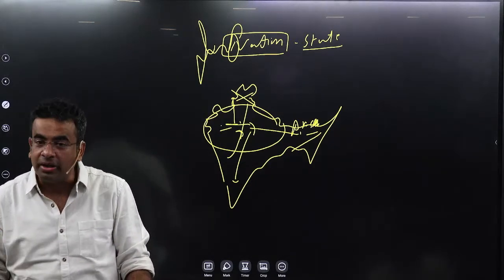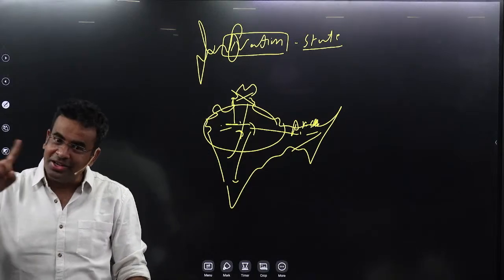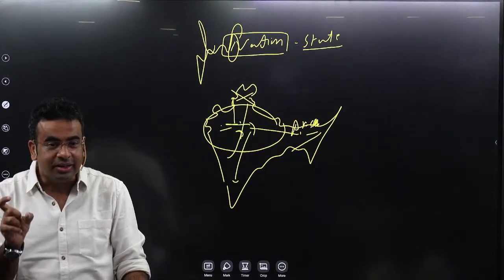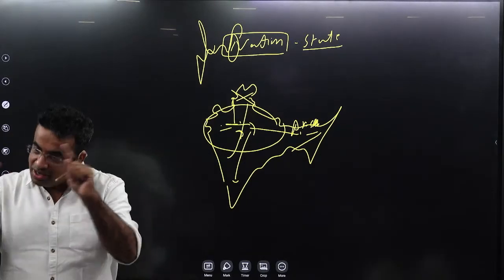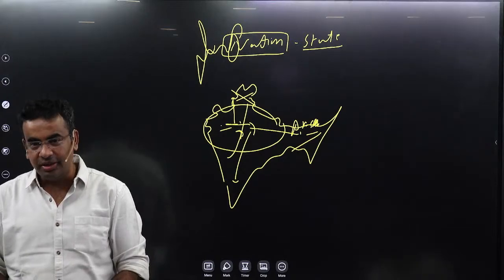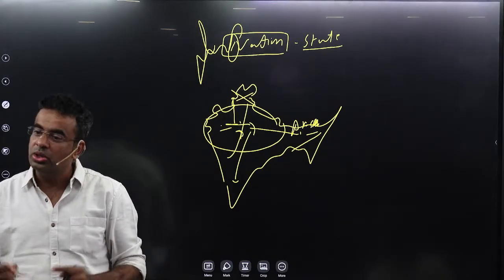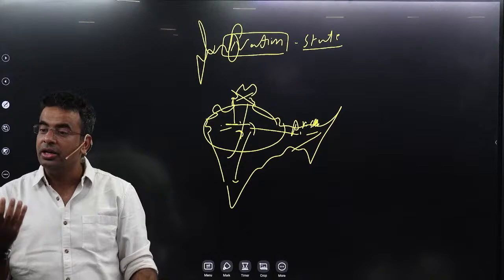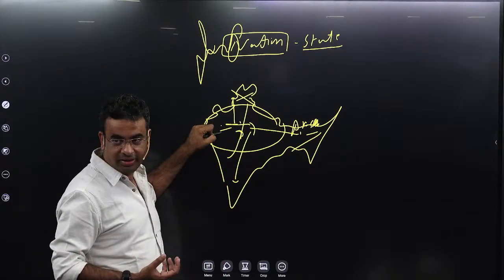Now Akhand Bharat is an idea of what? Nation. So India is a state. Akhand Bharat is an idea of nation. There is a difference between these two things. Akhand Bharat is nation. India is a state. Right?